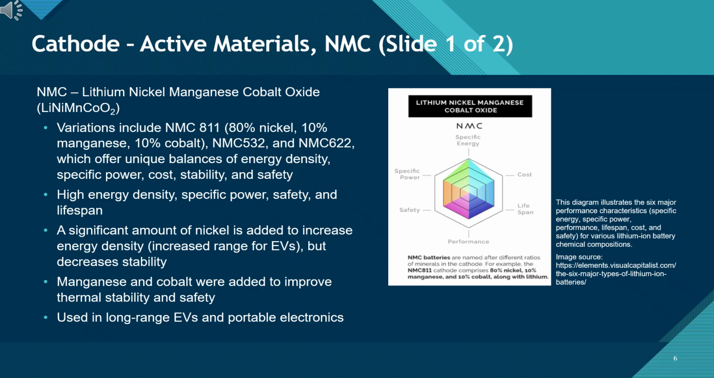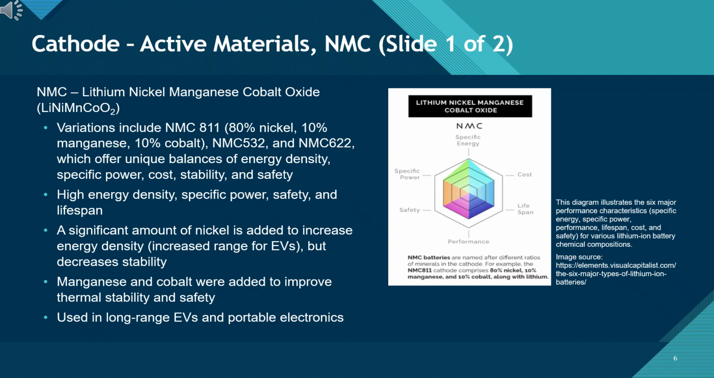Each point on the hexagon represents a different characteristic, such as safety, cost, lifespan, and specific energy. The reason NMC is so popular, especially for electric vehicles, is that it covers a large area of this chart very evenly. It is an all-rounder. It provides a good balance of high energy density and decent cycle life without compromising safety too much. However, not all NMC is created equal.